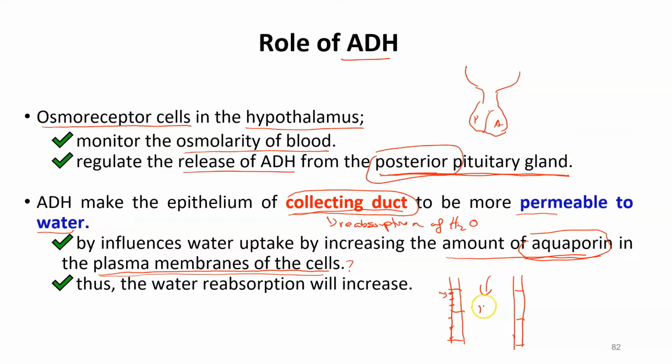So water from the filtrate, okay, in the collecting ducts will be reabsorbed, okay, into your blood circulation, into the interstitial fluid and into the blood vessels. Alright, the water will move through the cells of the collecting ducts through the aquaporins that will be added due to the hormone ADH. So thus water reabsorption will increase. So the more ADH secreted, the more aquaporin will be added to the cells of the collecting ducts, the more water will be reabsorbed back into your blood circulation.